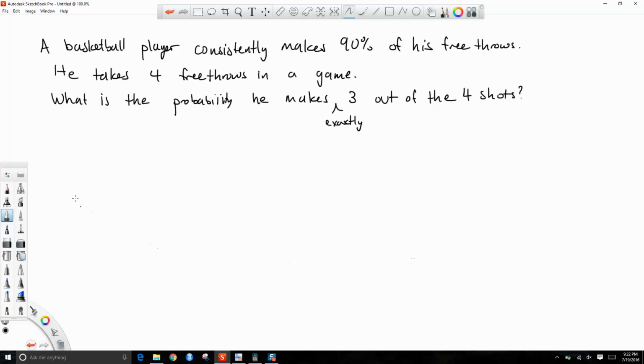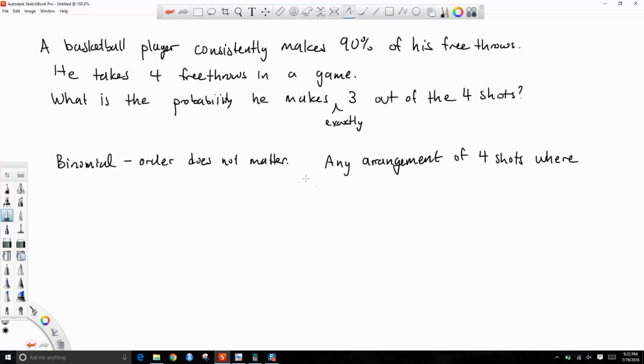Okay, so this is a binomial problem, because here, the order that he makes those 3 shots does not matter. The order does not matter. We would be happy if he makes the first 3 shots and misses the last shot, or if he misses the first shot but makes the last 3. Either of those situations are fine, or any other arrangement. Any arrangement of 4 shots where he makes 3 of them satisfies the question of making 3 out of 4 shots.